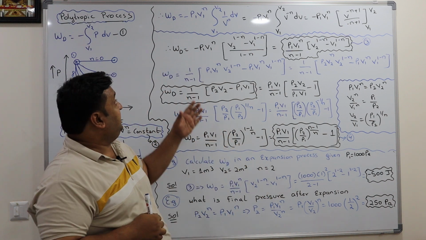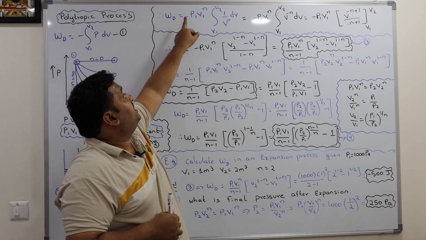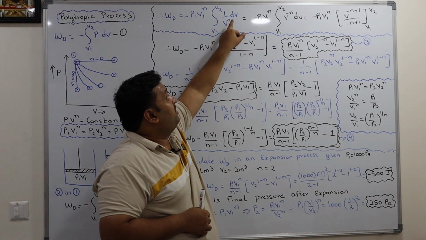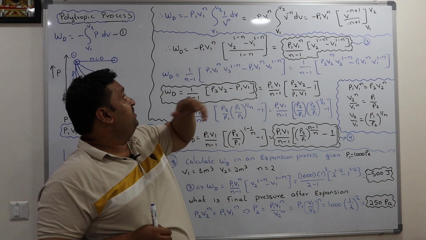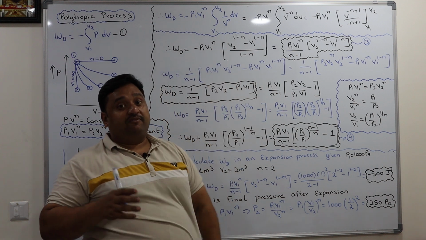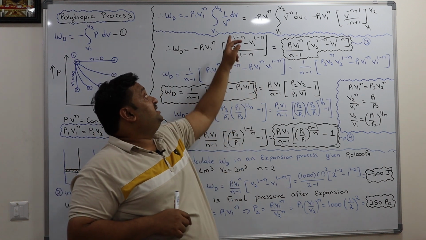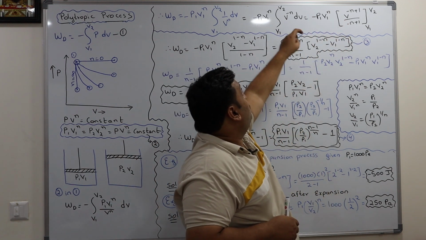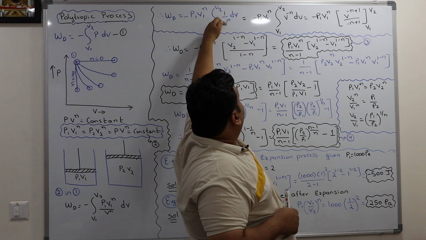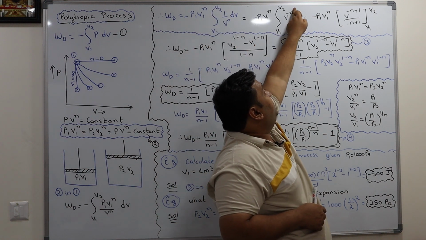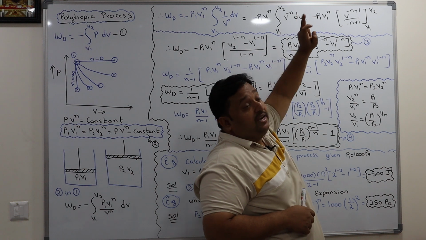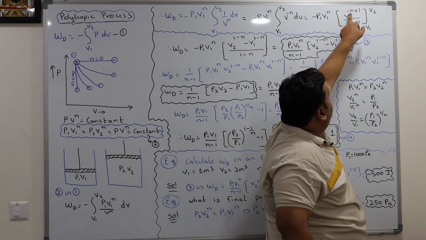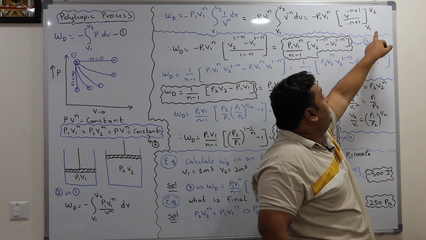Then the displacement work is equal to minus P1 V1^n times the integral from V1 to V2 of 1 by V^n dV. If you remember the integral of 1 by x^n dx, V goes to the numerator, so it becomes V power minus n. The integral of x power minus n is x power minus n plus 1 by minus n plus 1. So this integral becomes V power minus n plus 1 by minus n plus 1, from the limits V1 to V2.